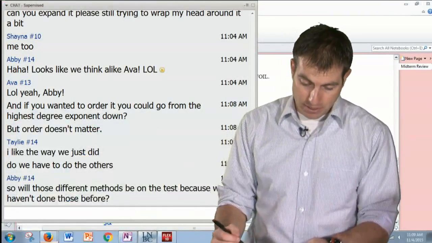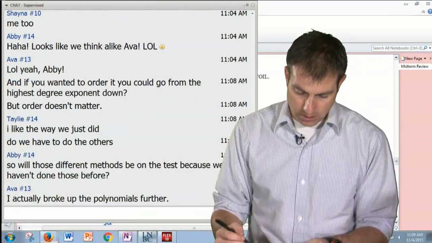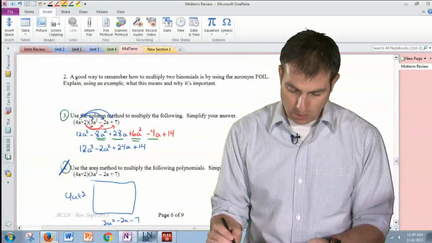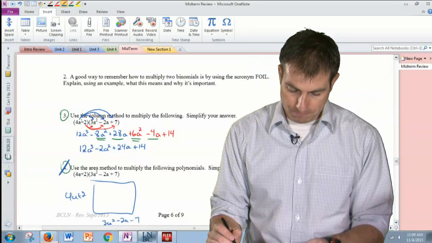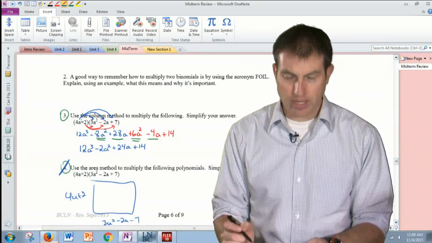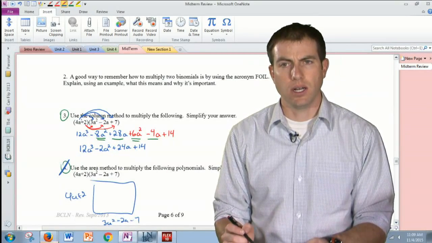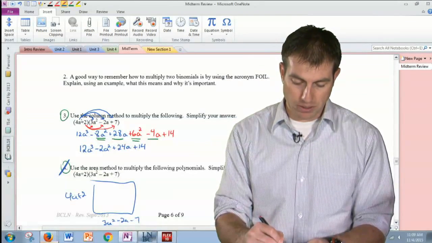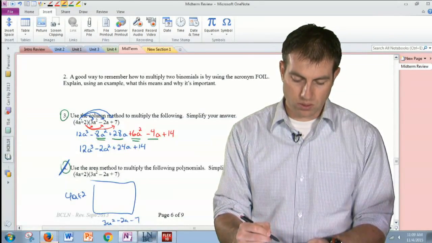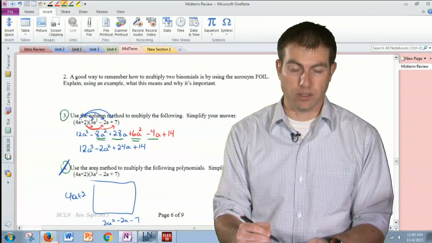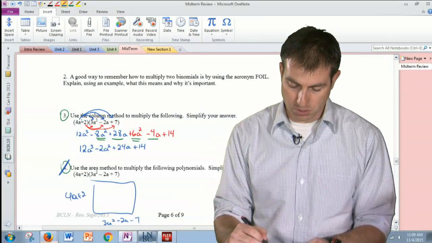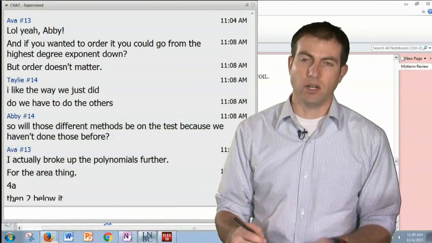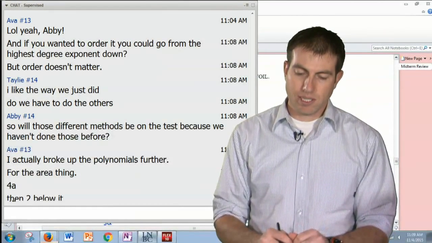Abby and Ava had the same question, so you can definitely go further. You broke up the polynomials further. I'm not sure I understand what you mean by that. Oh, for the area method. So you take like the 4a and then the 2 and then go from there. That would make sense, I suppose. Then the 2 below it. Okay, yeah.